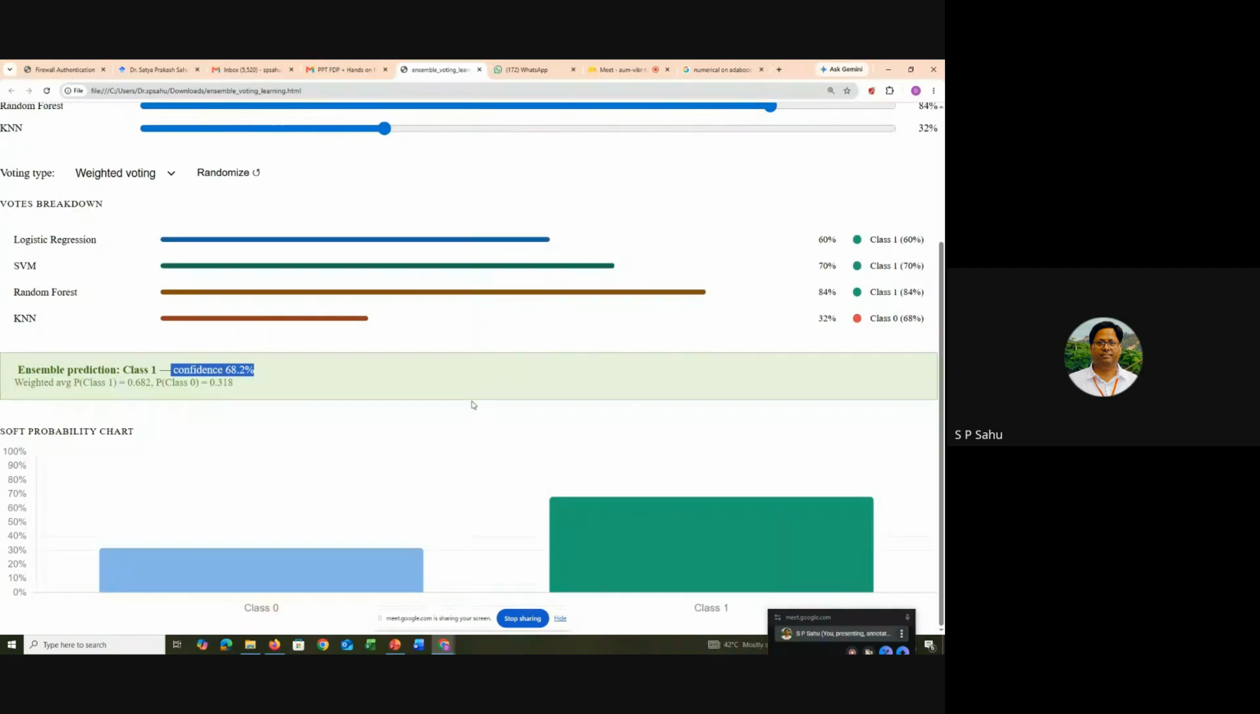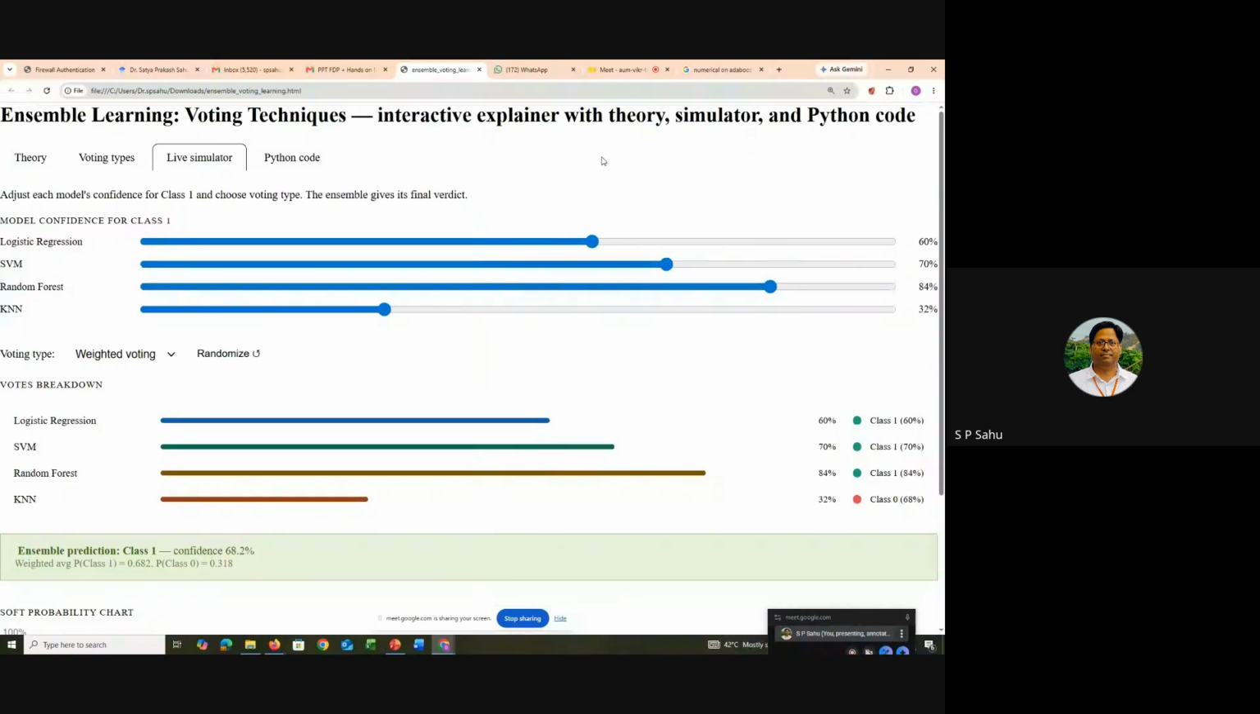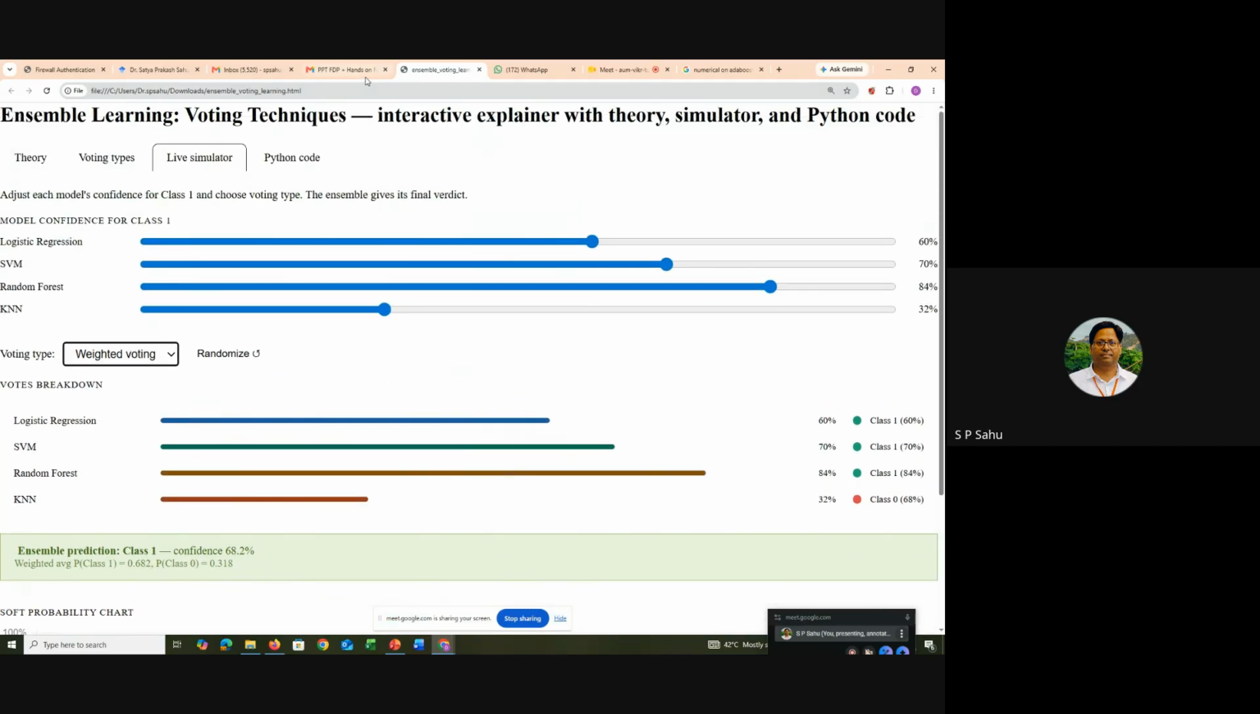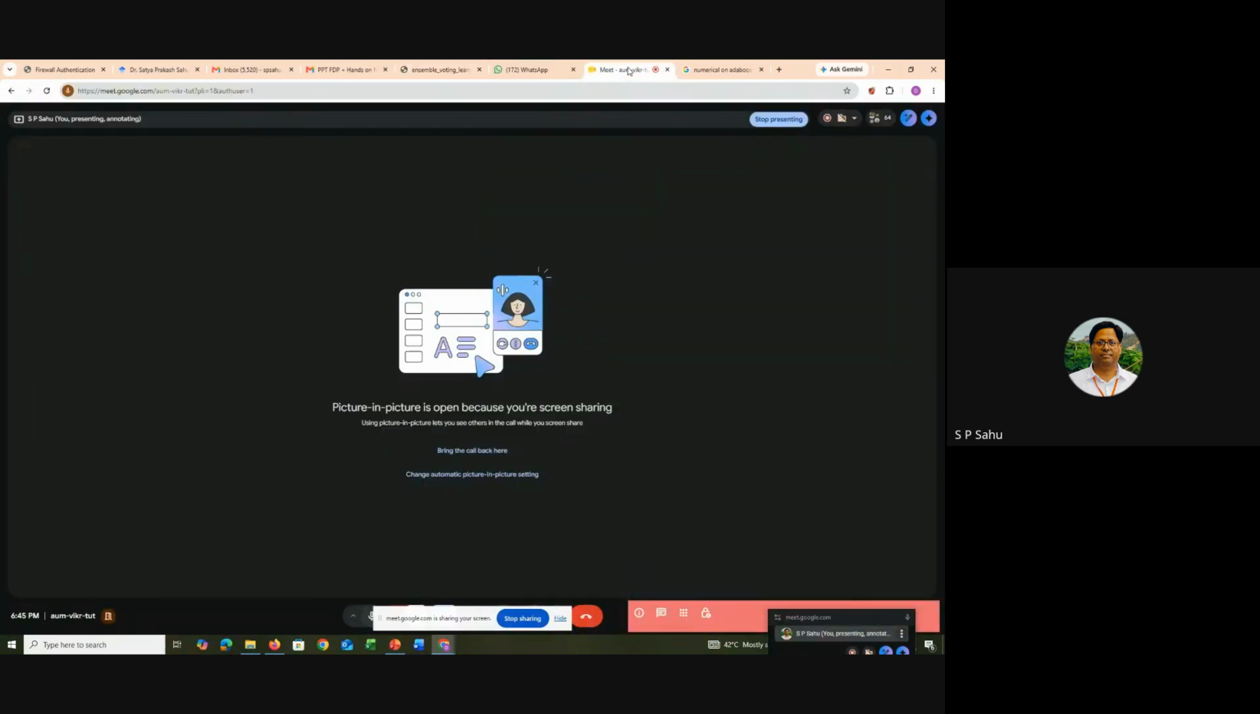So in this way, you can build the concept for the different voting mechanisms: majority voting for hard voting, soft voting by probability, and weighted voting, where a weight value is assigned to each classifier, so it is a combination of hard and soft voting. So this is all about this particular classification ensemble model. Any doubts, you can ask based on this lecture.